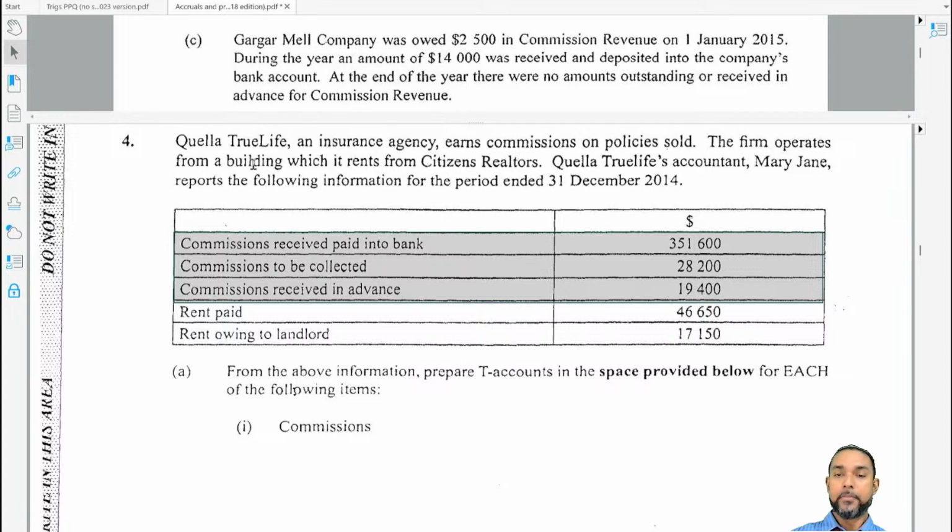And then down here now, Quella True Life earns commissions on policies sold. So they have commissions received, commissions to be collected, and commission received in advance. They have no opening balances. You have the amount received, and then you have two closing balances. To be collected means accrued, and received in advance means prepaid. So you have an accrued one and a prepaid one, and what's missing here is the income statement figure.